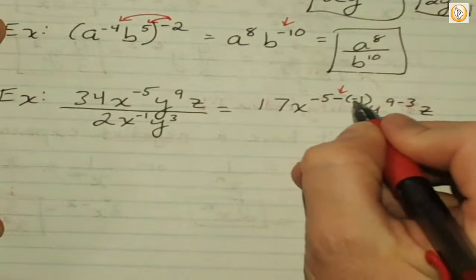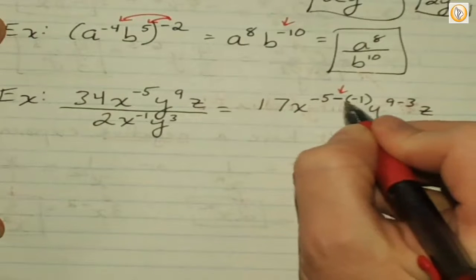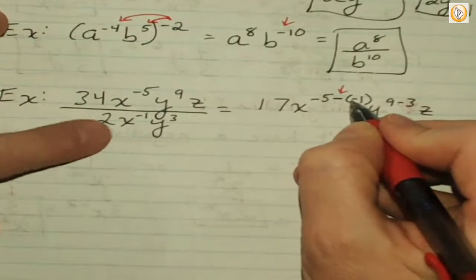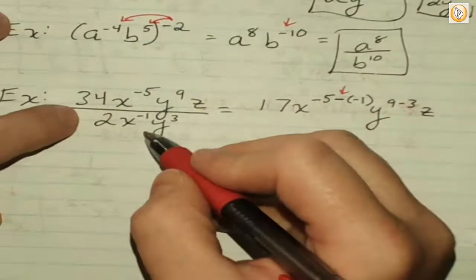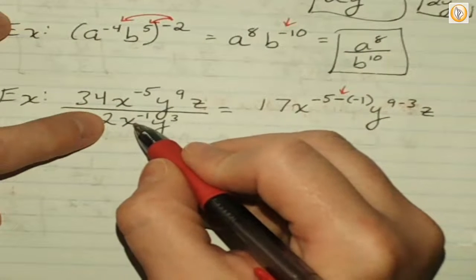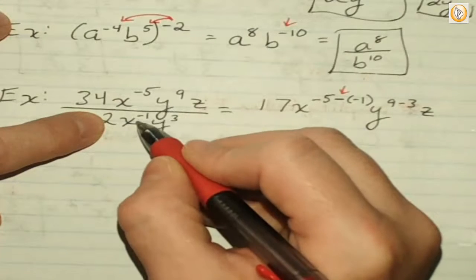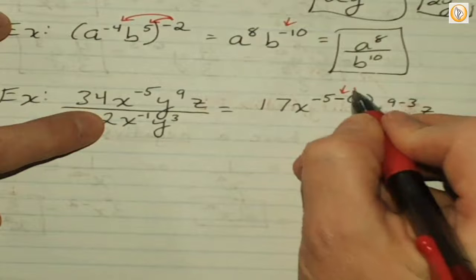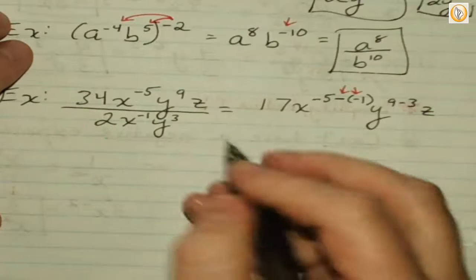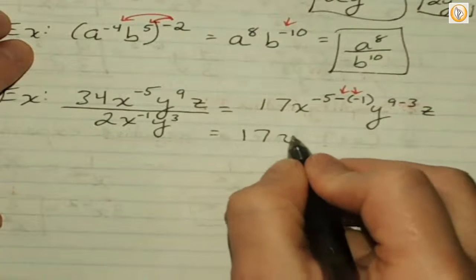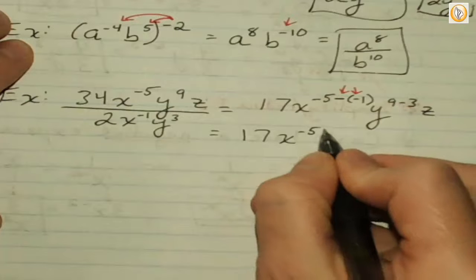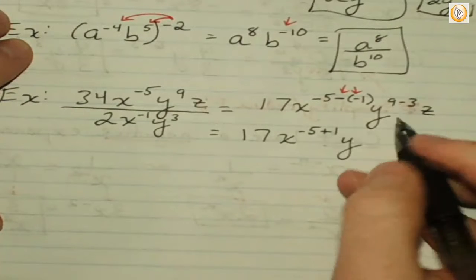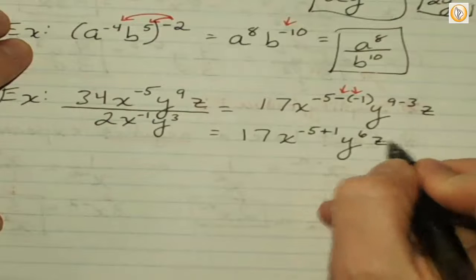Guys, be real careful with this. That's why I wanted to write that out. Remember, it's always minus, and then this is a -1. Don't, you know what I have kids doing? They say, oh, I need to move this x up here because it's negative. No, no, no, no. You solve it first. So I have 2 negatives, and he's right. We're going to add. So then I have 17x, -5 plus 1, and then 9 minus 3 is 6, z.